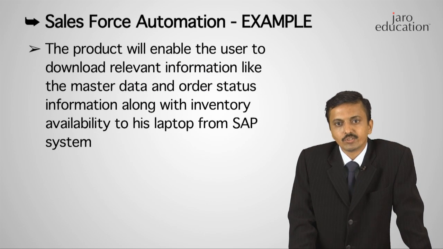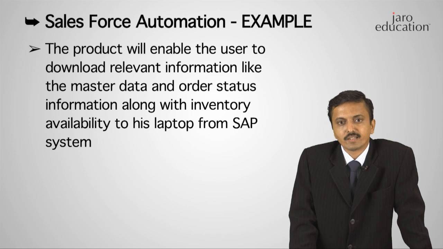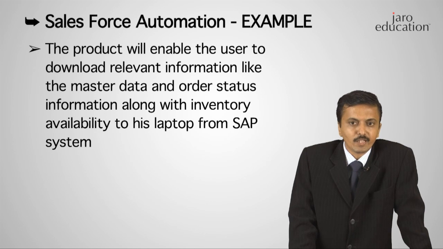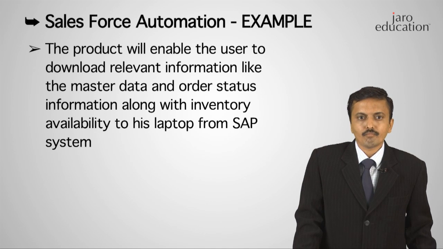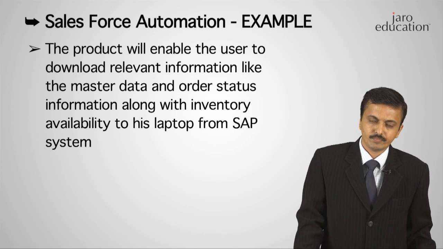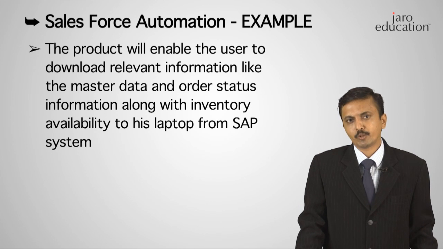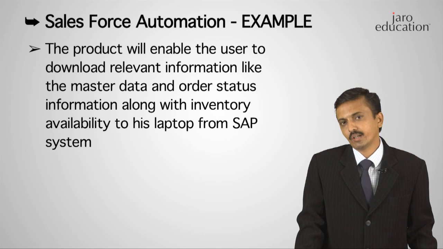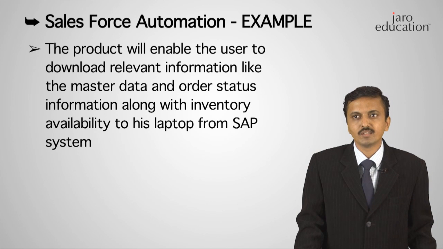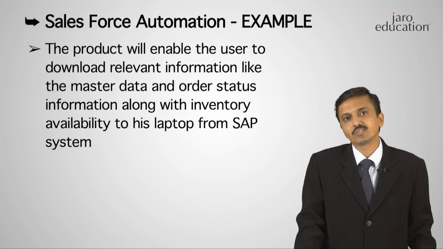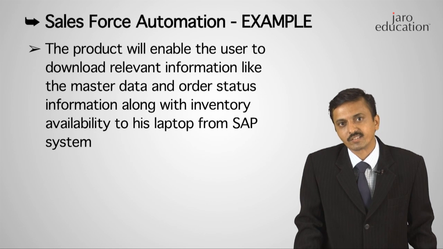The product will enable the user to download reliable information like master data and order status information, along with inventory availability, to his laptop from the SAP system. So ultimately, it consists of a server and a laptop connected in a remote place to the server with certain access authority. A salesperson can track the activity of the booked order, or what activities need to be undertaken where that salesperson is currently residing.